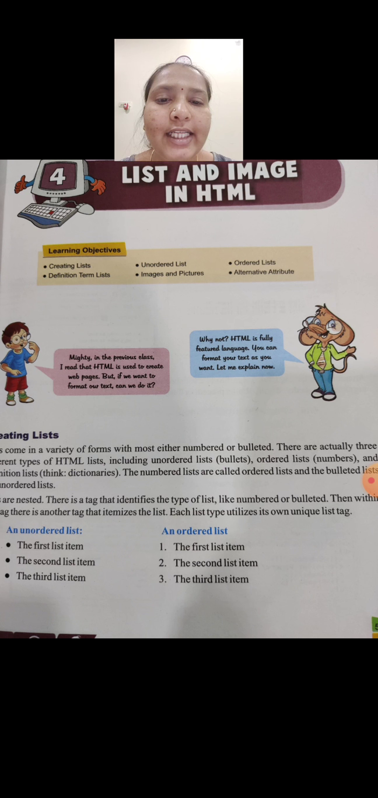First one is creating the list. Then what do you mean by list? Whatever items we have arranged sequentially, that we can call a list. Okay, so in a web page we have to create a list. For that we are using two lists. There are two types of list. First one is the ordered list and the second is the unordered list.